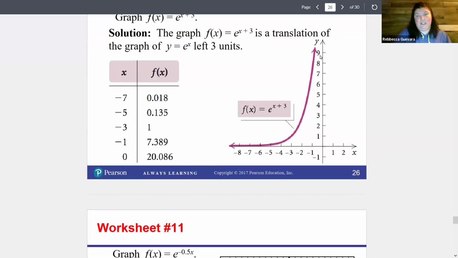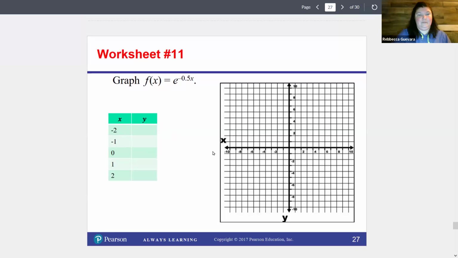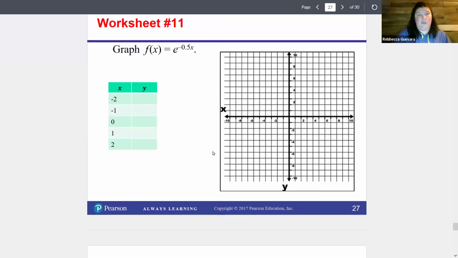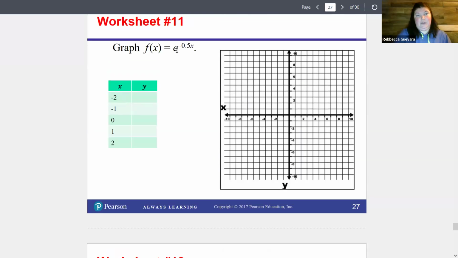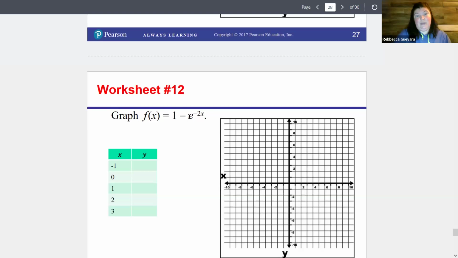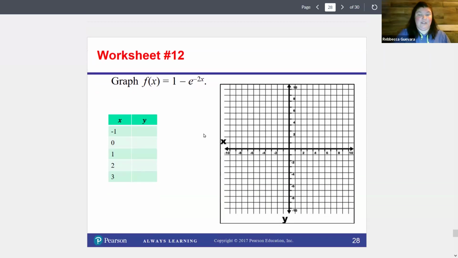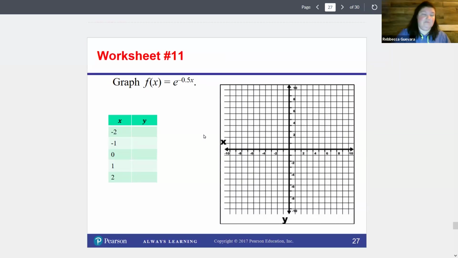Once again, here's a graph of that same line. Okay, so for 11 and 12, you're going to have e to the -1/2 x, and then 1 minus e to the -2x. So like I said, just practice graphing those. And then for that, we just have one other thing to talk about with your exponential functions.